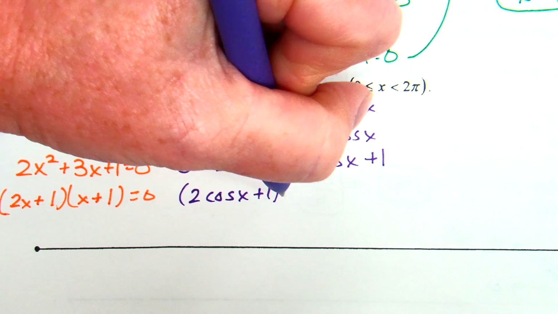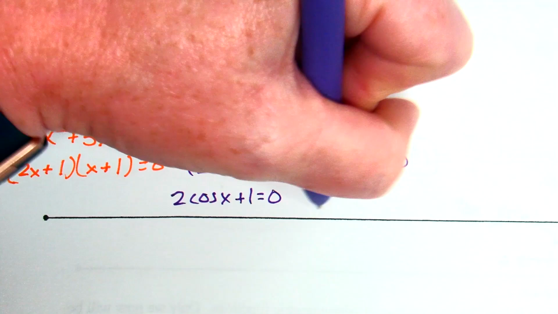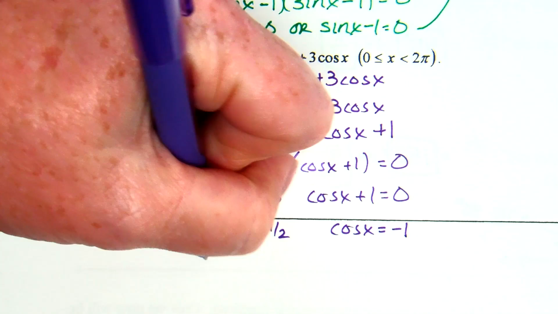What do you know about 2 cosine x plus 1 equals 0? Yep, subtract 1, divide by 2, negative a half. Cosine x plus 1 equals 0. Cosine x equals negative 1. Find some answers. What angle is our reference angle here? When does cosine equal 1/2?